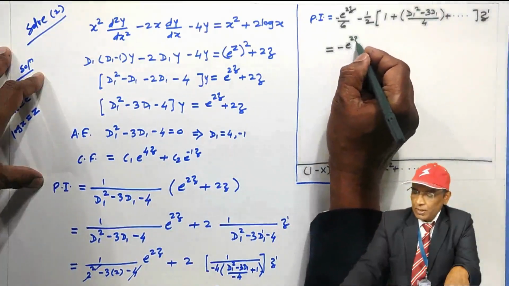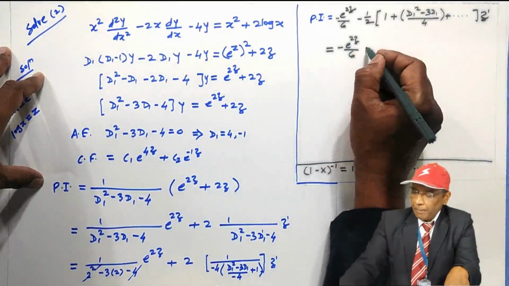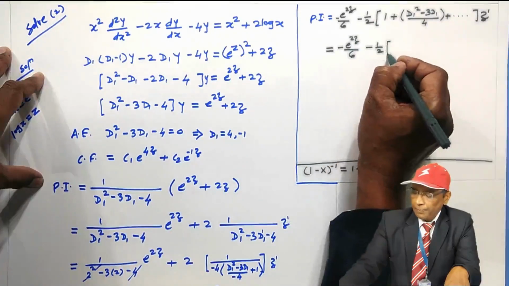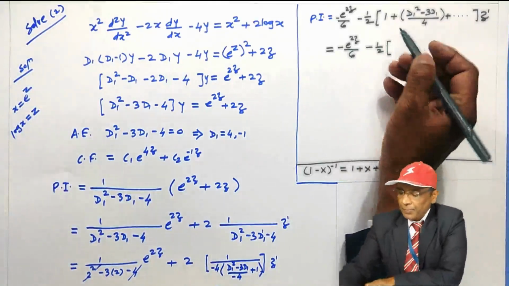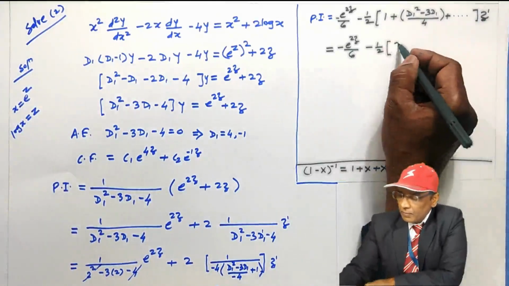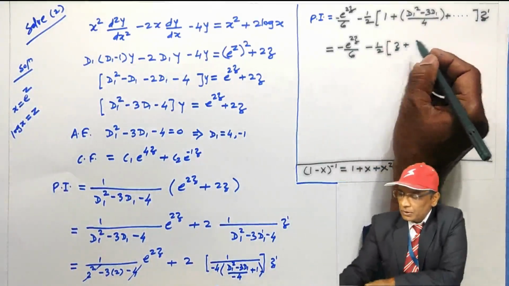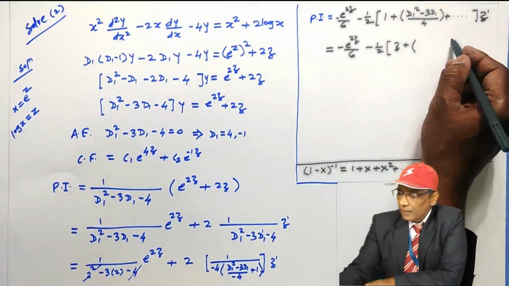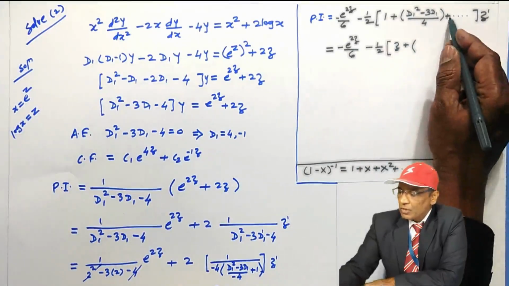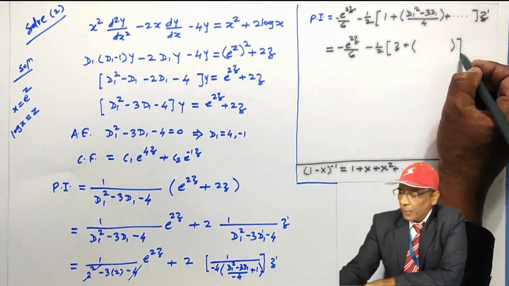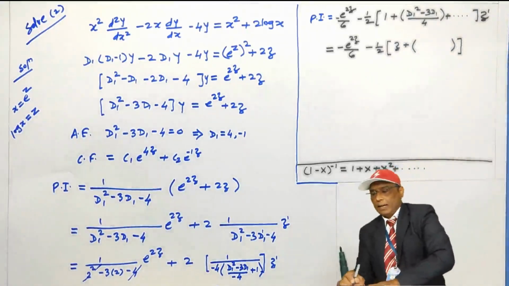e to the power 2z by 6 minus 1 by 2. Now do it carefully: 1 multiplied by z plus, doing it very carefully because for the rest of the terms it will be 0. I am going to end the bracket here.